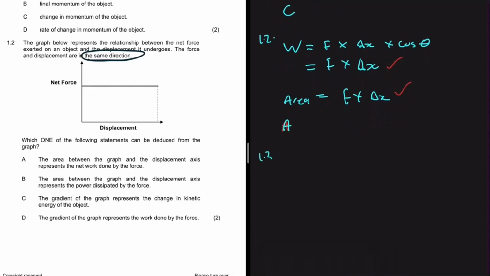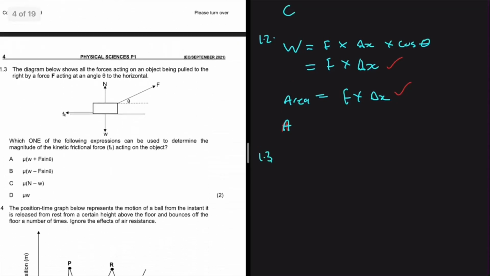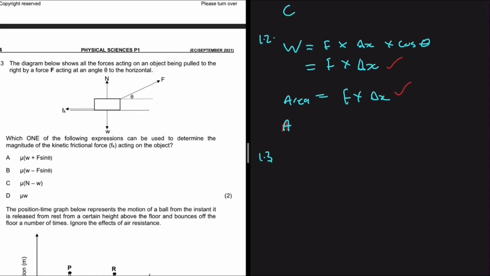And then 1.3 says the diagram below shows all the forces acting on an object being pulled to the right by a force F acting at an angle theta to the horizontal. Which of the following expressions can be used to determine the magnitude of the kinetic frictional force acting on the object? This is one of the questions I really like, right? Because most people get them wrong.